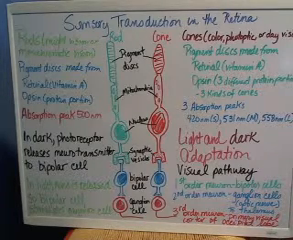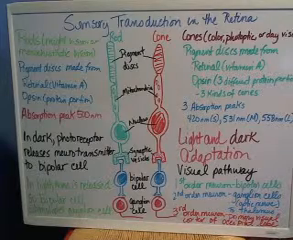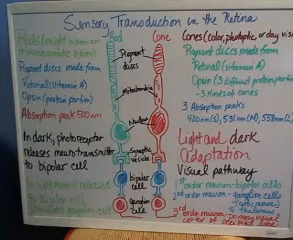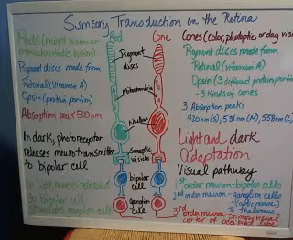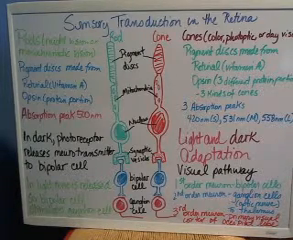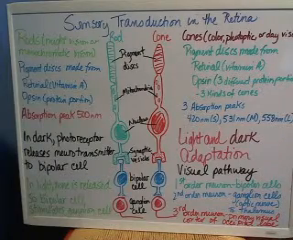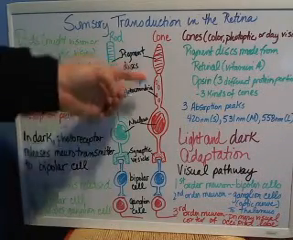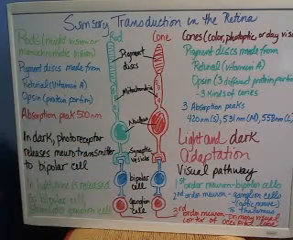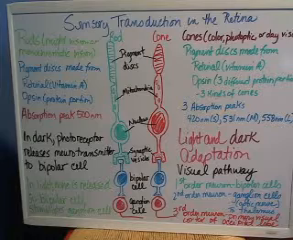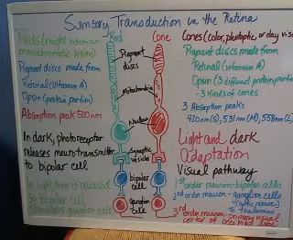Cones can also display neural convergence, but the cones in the macula lutea of the fovea centralis, which remember is where it is ideal to focus images, do not display neural convergence. So we would have one cone telling one bipolar cell, telling one ganglion cell, which would give us a high resolution, sharp image.